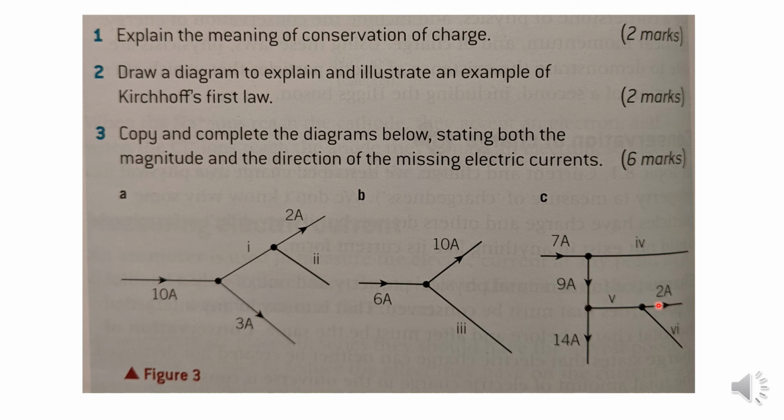And then if you've got 5 amps coming this way and 2 amps going that way, then you must have 7 amps coming along here. So part 6 here must be 7 amps going in.